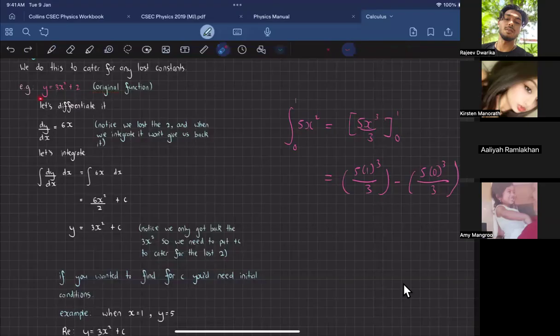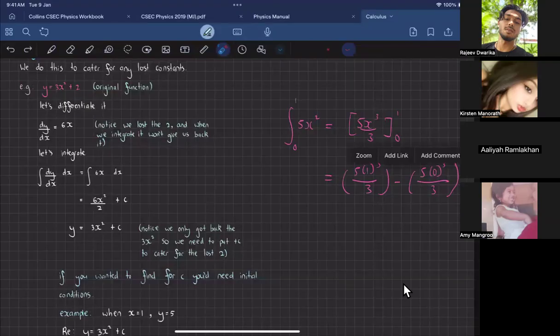So what you would have to do is they would have to give you a point on this curve. So Aliyah, if I put x is 1 and y is 5 into this equation, do you think it would be satisfied? Remember, we want to get back the exact equation. So you would give conditions where the point is on the curve. If the point is on the curve, will it satisfy the curve? Yeah, it would.